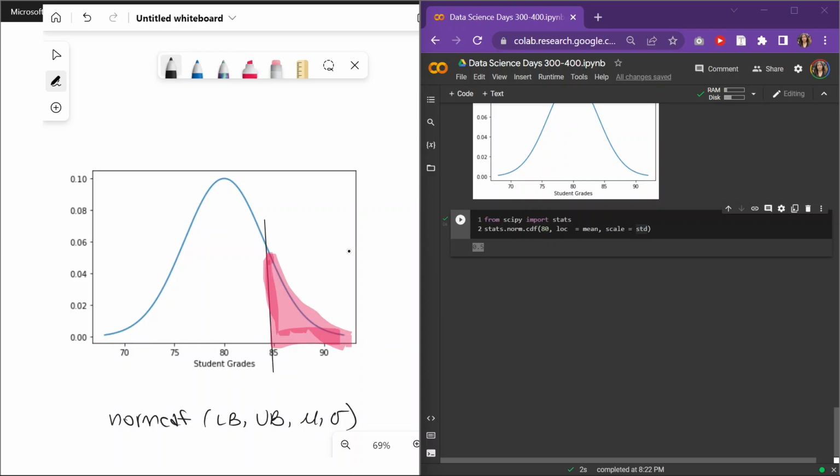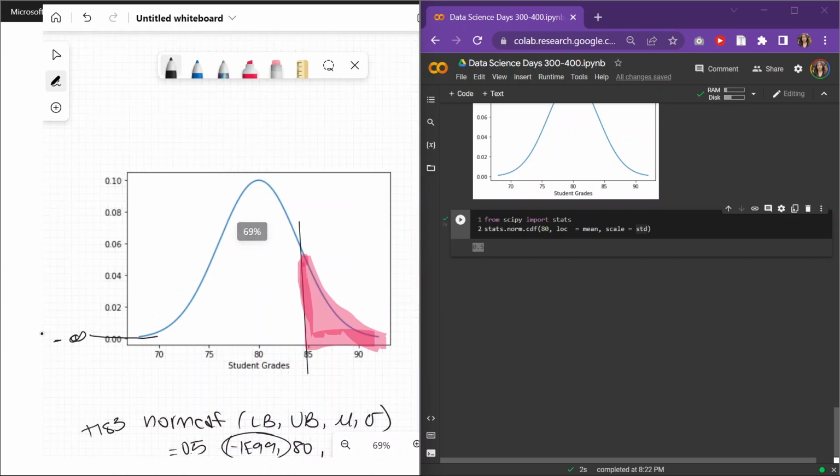So this area in red represents the proportion of students who scored greater than an 85, right? Now, by the way, I didn't explain how to do it in the calculator. If you have a TI-83 or TI-84, the lower bound would be negative 1E99, the upper bound would be 80, and then the mean would be 0 and the standard deviation 1. And then it would give you 0.5. The reason it's negative 1E99 is because the normal distribution goes to negative infinity.